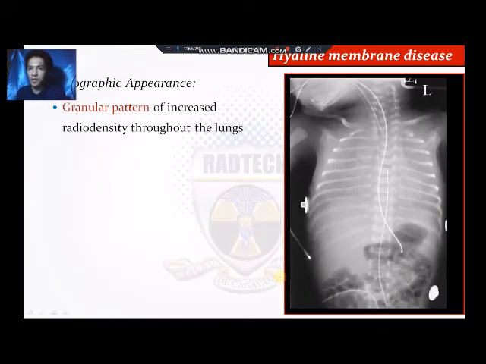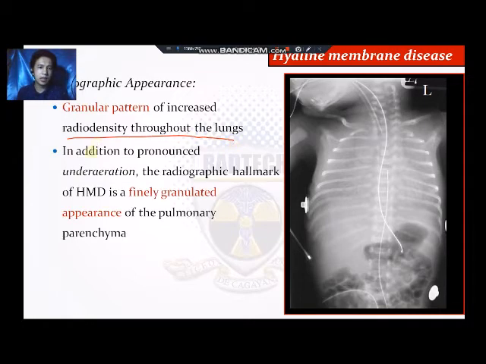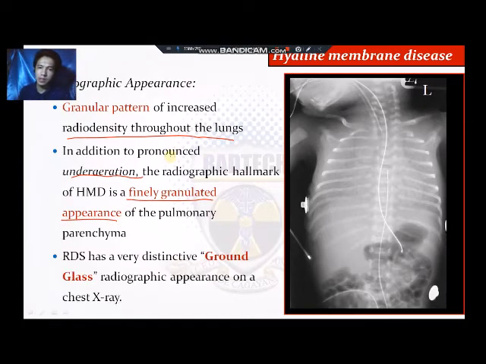Okay, so again, radiographic appearance niya is a ground glass appearance, the granular pattern of increased radio density throughout the lungs. So in addition to pronounced under aeration, no gamay na lang kay hangin sa iyang lung fields, the radiographic hallmark of HMD is a finely granulated appearance, also known as the ground glass appearance.